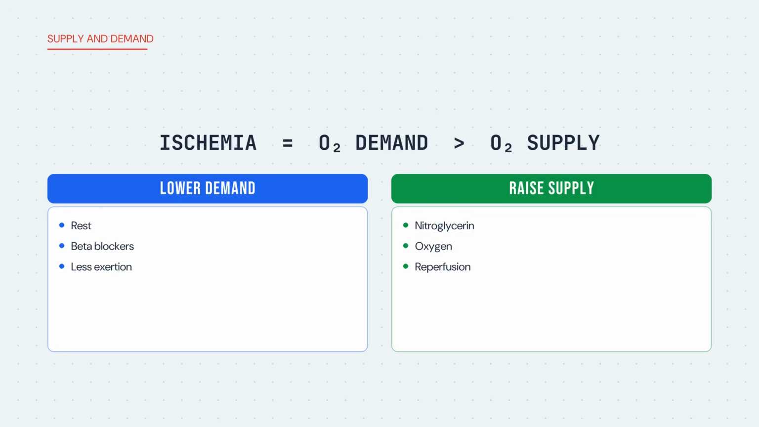Every symptom from here comes from one imbalance. The muscle needs more oxygen than the artery is delivering. That is it. Which is why exertion provokes it, exertion raises demand. And why rest and nitroglycerin relieve it. One lowers demand, the other raises supply. Ischemia is a math problem. Lower demand or raise supply.